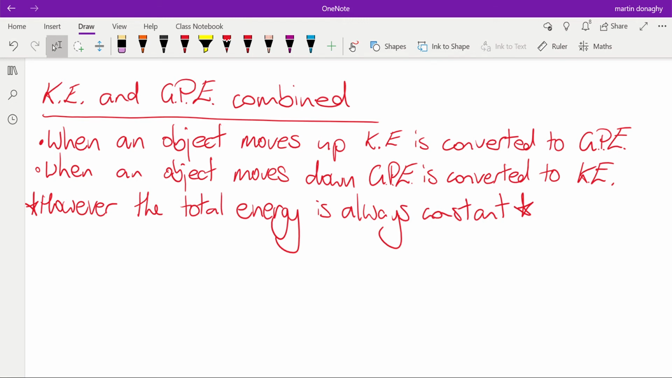Okay, in this video we're going to look at combining gravitational potential and kinetic energy. By that we mean we have questions where they are combined. The reason we get so many questions like that is quite often kinetic energy changes to gravitational potential energy and gravitational potential energy turns into kinetic.